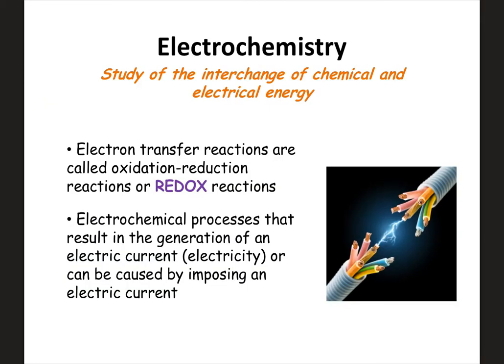Electrochemistry is just looking at how chemical energy can be changed into electrical energy. So when we have these electron transfer reactions, we call them oxidation-reduction reactions or redox reactions. Basically, any electrochemical process that results in the generation of electricity, or a reaction that can be caused by imposing an electric current on it, is going to be a redox reaction. So we're either going to generate some form of electricity or we're going to use some form of electricity to cause a reaction to happen. And that's what you would expect for a redox reaction.